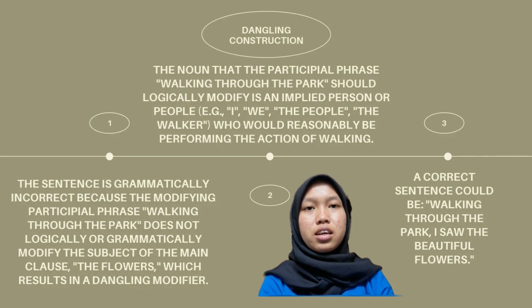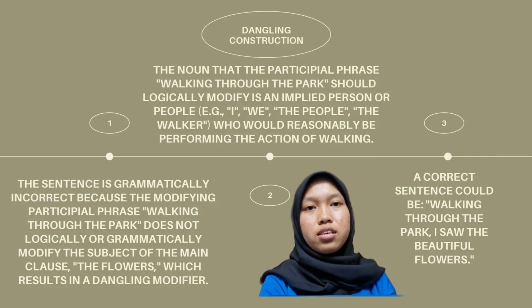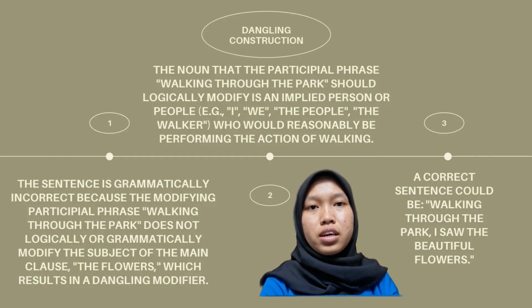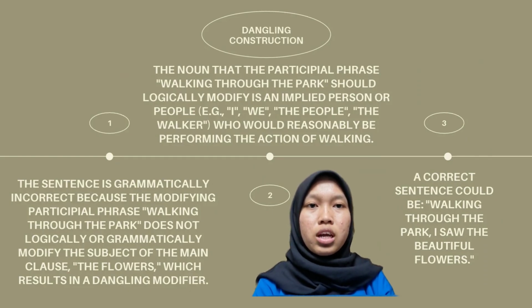From the study case dangling construction, why is the sentence grammatically incorrect? The sentence is grammatically incorrect because the modifying participial phrase, walking through the park, does not logically or grammatically modify the subject of the main clause, the flowers, which results in a dangling modifier.